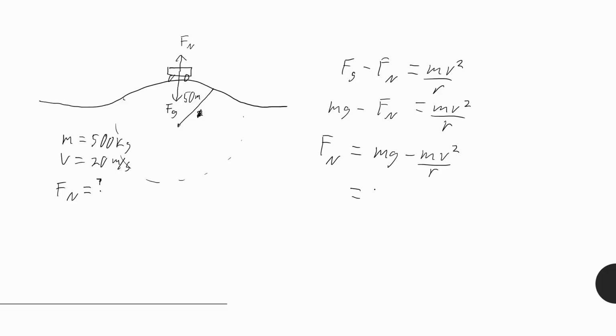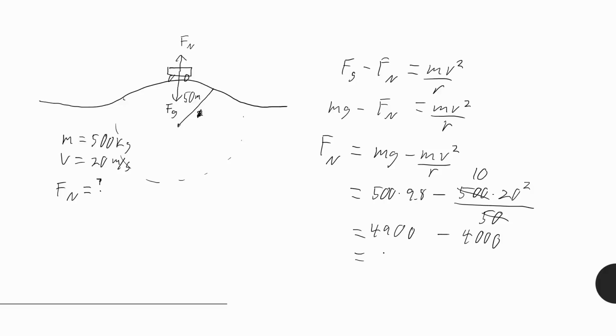Plug in some numbers. We said the mass was 500, g is 9.8, minus a mass of 500, our velocity was 20 meters per second, squared, and the radius of curvature was 50. So that cancels out that, that becomes a 10, that's 400, so this term is 4,000. This is like half of 9.8, so it's 4,900. And subtract, and you get a normal force of 900 newtons, which is less than if you were on level ground, where the normal force would be 4,900 newtons. So it's actually reduced significantly. Okay, so that's our first question.